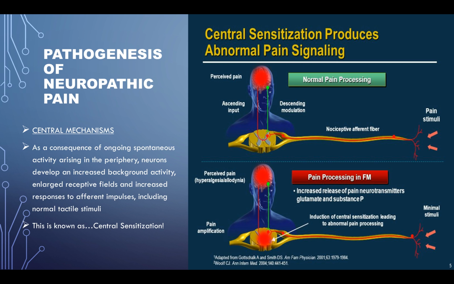In normal pain processing, as I know you all know, with painful stimuli you get nociceptive afferent fibers, and then you get that ascending input, the brain perceives it, and then you've got descending modulation through the cortical periaqueductal gray areas into the spinal cord, which shuts it down. So normal pain processing is good. Bad is bad.